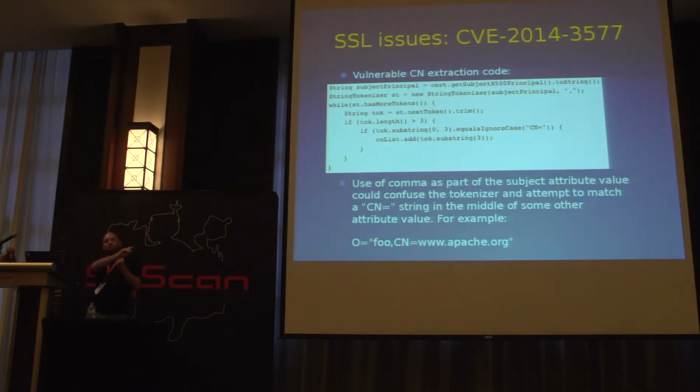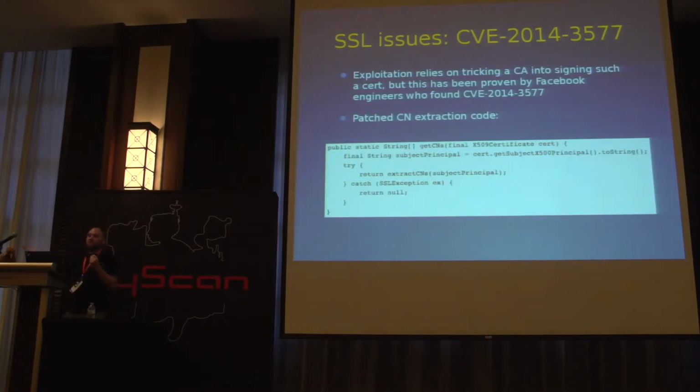If in the CSR you've put that CN equals string before the O string, the one that comes last will be matched, and then any of these clients will match your certificate as belonging to that domain name that you've injected. So very easy man-in-the-middle attack. Exploitation relies on tricking a CA into signing such a cert, and for a while people thought, oh, they'd probably catch it. But it turns out no.